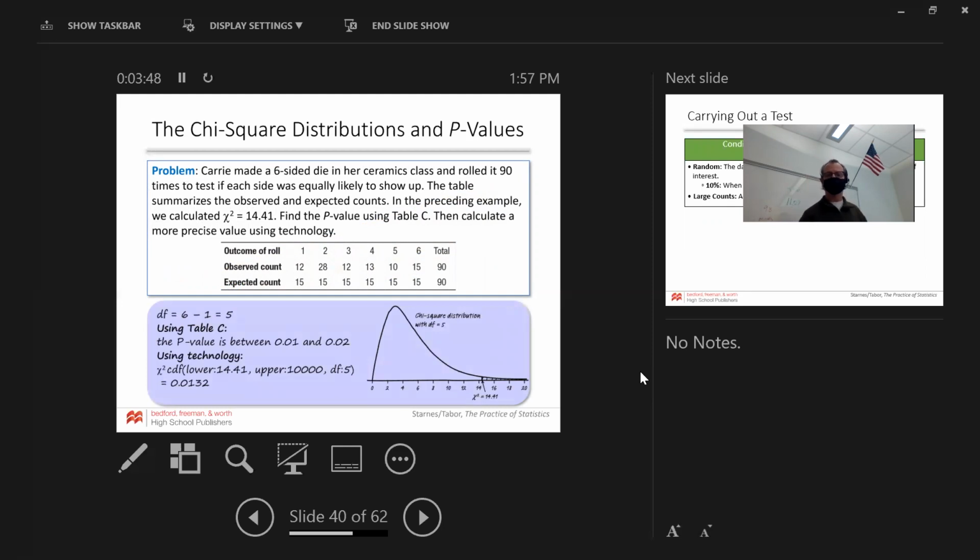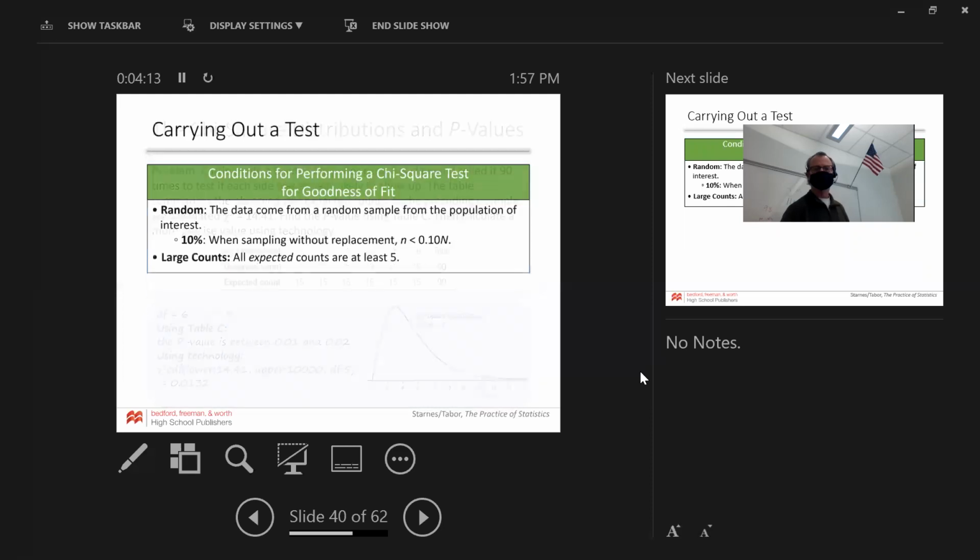So there's the 14.41. The p-value has got to be less than 5% because it would be 5% exactly at 11.07. So you see the test statistic, 14.41 gives you a p-value of a little more than 1%. Reject the null. Reject the null that the die is fair. Okay?